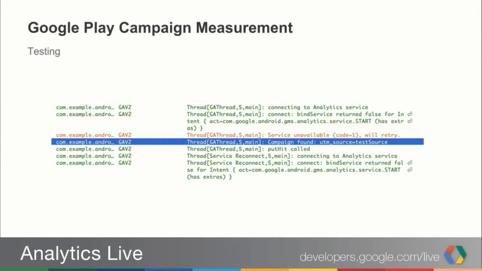And what you're going to be able to see in logs is that if the campaign information is found, you'll see a message like this. So you'll see GA, the SDK, spitting things out to logs, and one of those things is going to say campaign found. It'll say utm_source, and it should have the value that you broadcast to it. If it does not say campaign found, it'll say campaign not found.